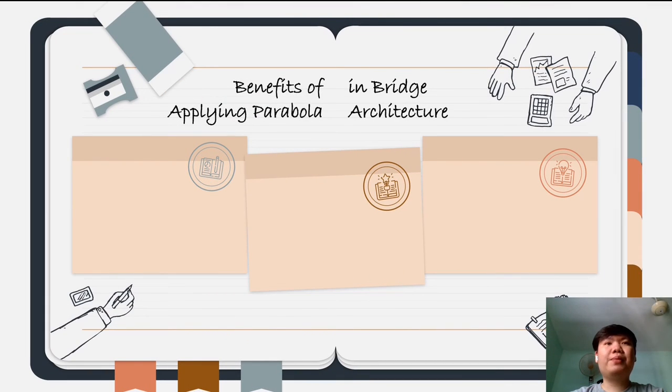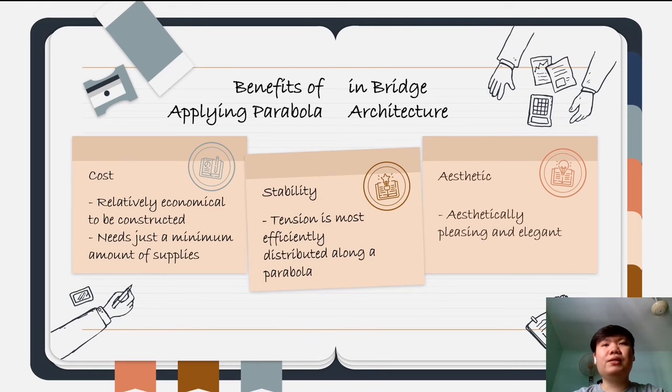Benefits of applying parabola in bridge architecture include cost, stability, and aesthetic. In terms of cost, parabolic bridge is relatively economical to be constructed. It needs just a minimum amount of supplies to be built. In terms of stability, tension is most efficiently distributed along a parabola. In terms of aesthetic, the parabolic bridge is aesthetically pleasing and elegant and can be a tourist spot to generate income for the country.